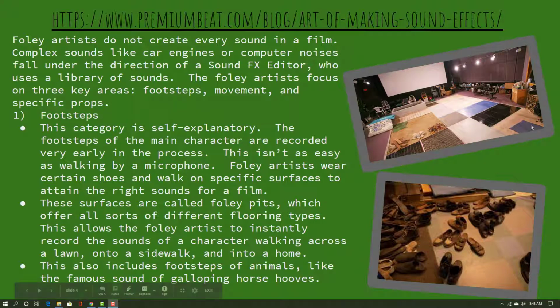So in this picture, we're looking at a Foley pit. You can see there's a lot of different types of flooring in the Foley pit. So plenty of different ways to create sound. And then here is a bunch of different shoes lying out to be used in the Foley pit. You can see how they can create so many different types of footsteps.